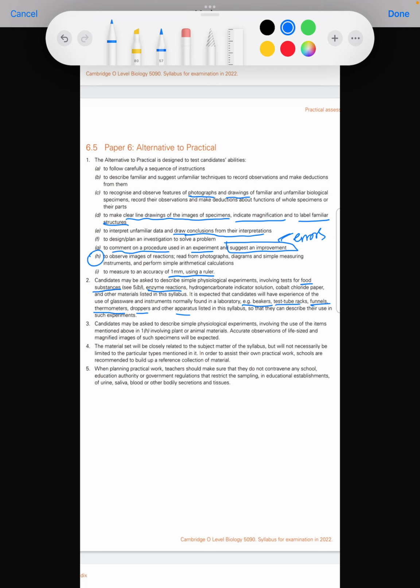Okay. Now, the material set will be closely related to the subject matter of the syllabus, but will not necessarily be limited to the particular types mentioned in it. So yeah, there will be some unfamiliar experiments like they mentioned over here on top. In order to assist their own practical work, schools are recommended to build up a reference collection of material. When planning practical work, teachers should make sure that they do not contravene any school, education authority, or government regulation. Okay.